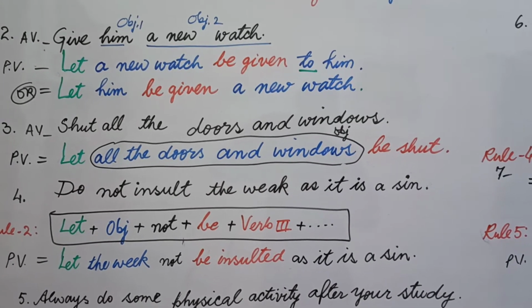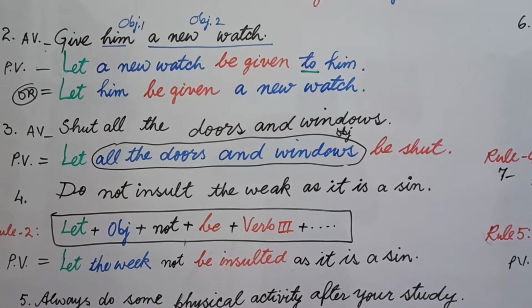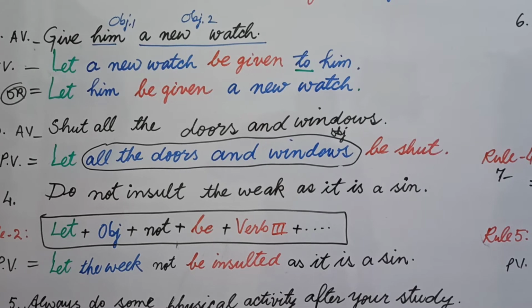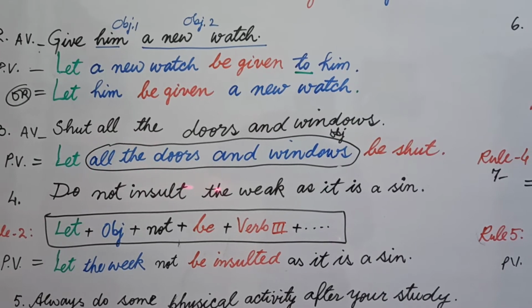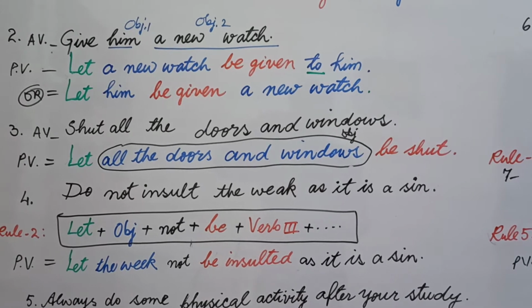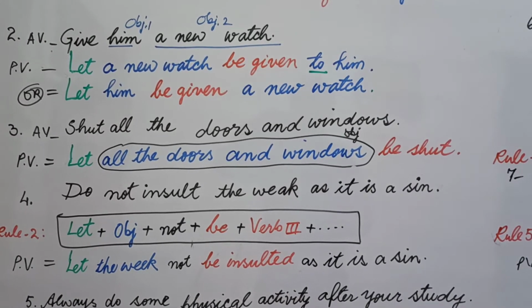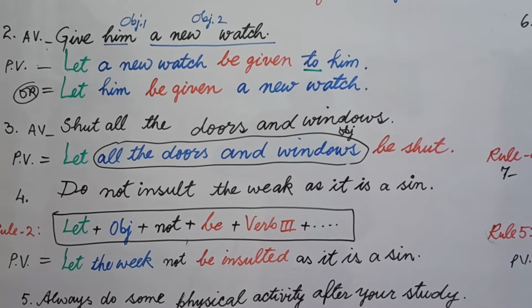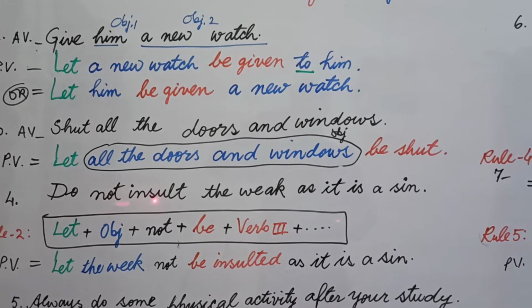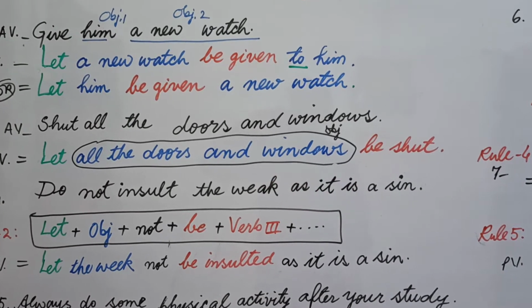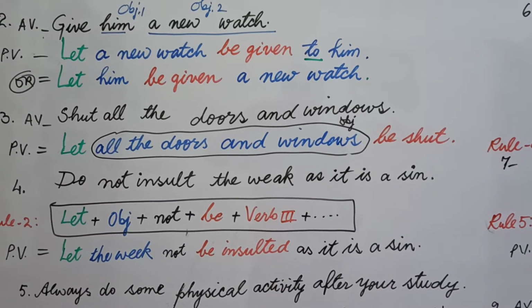Now in example number 4, there is something special here. Do not insult the weak as it is a sin. Now, do not insult the weak, and, as it is a sin. This sentence is based on a clause. Why is this a clause, students? This is a clause because the first verb, insult, is here, and the second, a linking verb, is here. In this way, this is a clause.